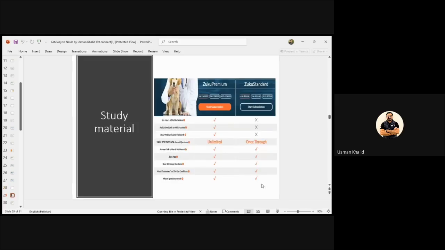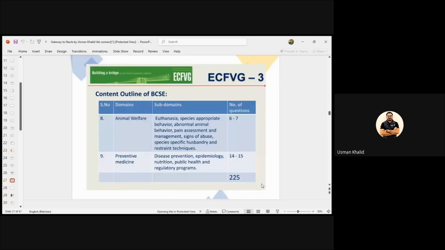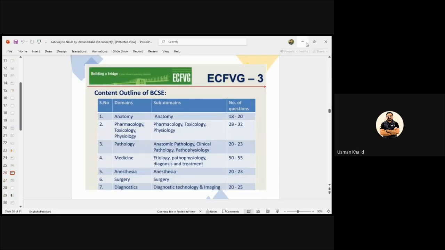And I will say the anatomy section has some questions, already 18 to 20. Pharmacology, I really like pharmacology, toxicology, and physiology. They are under the same belt. And the third group is pathology, medicine, anesthesia, surgery, diagnostics. So you can see the major questions will be from medicine, but overall it's a kind of distribution. So in BCSE, definitely you have to focus on all those things. But if you have a very good grip on medicine, that will be really helpful.